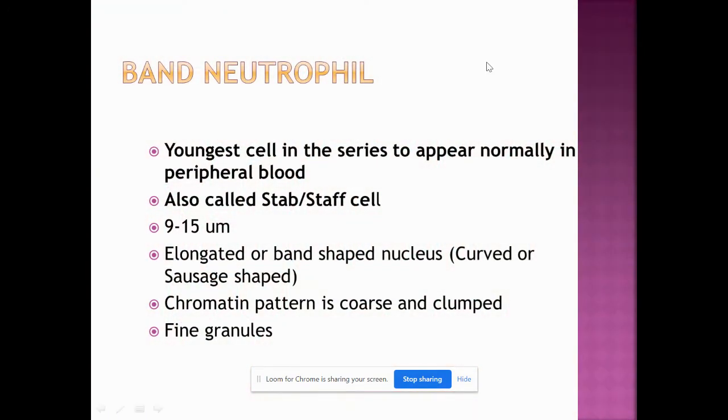Then we have band neutrophil. Band neutrophil is actually the youngest cell in the series to appear normally in the peripheral blood. The other name for band neutrophil is staff cell or stab cell. The normal size of a band neutrophil is 9 to 15 micrometer in diameter. It usually has an elongated or band-shaped nucleus, sometimes curved or sausage in shape.